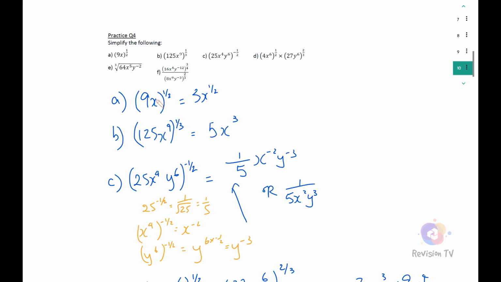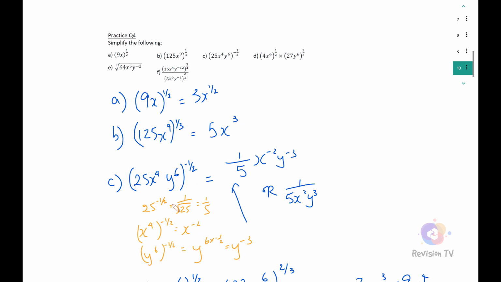Here are the answers. Question A, power of a half means square root. Square root of 9 is 3. X to the power of a half means x to the power of half. Question B, 125 to the power of a third. A third means cube root, which is 5. When you have a power to a power, times them. 9 times a third is 3.